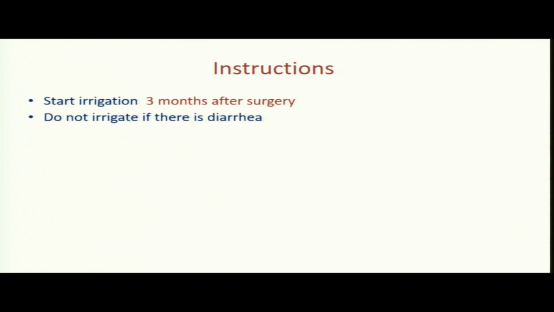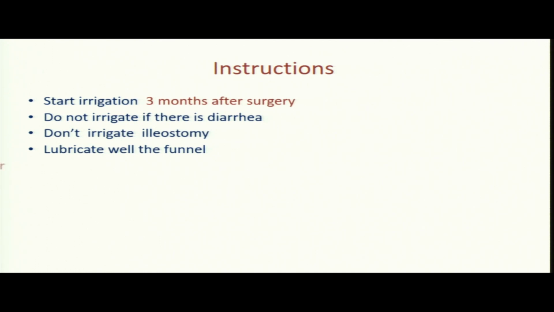The solution is taken into a pouch at a higher level, using an IV stand, above the stomal opening, and we can drain that and collect it. So, what would be the instructions we are giving for the irrigation procedure? Start irrigation 3 months after surgery. Do not irrigate if there is diarrhea. Do not irrigate ileostomy.